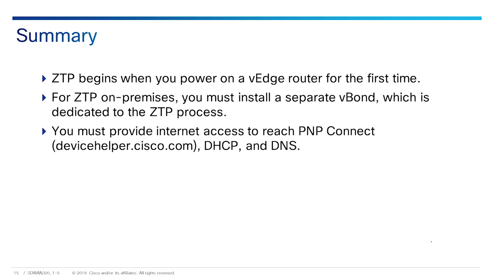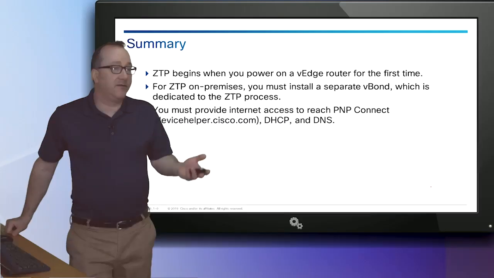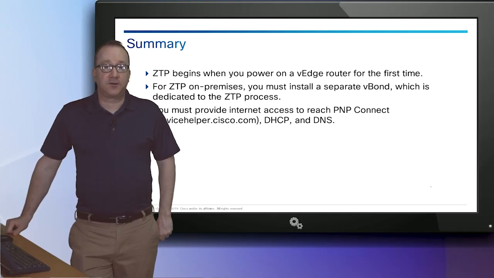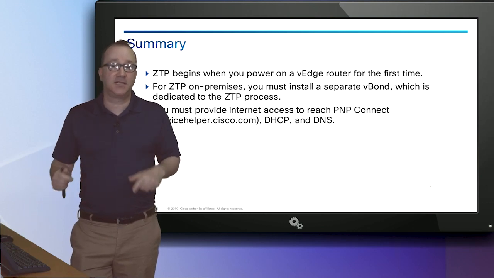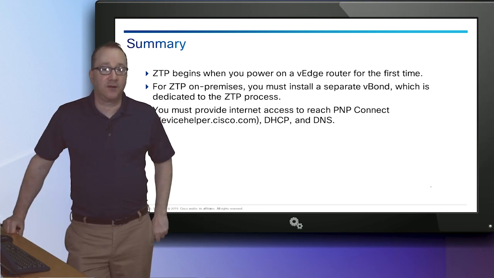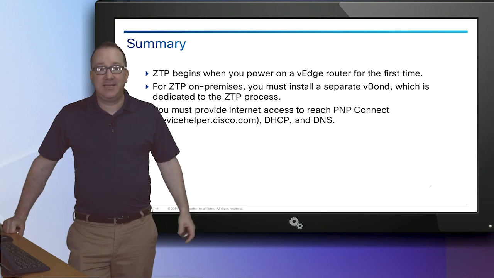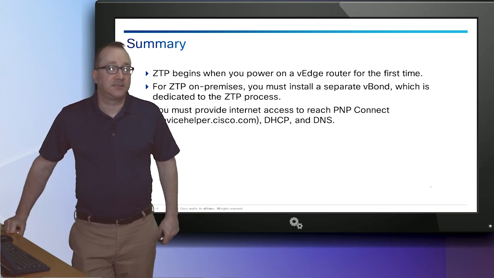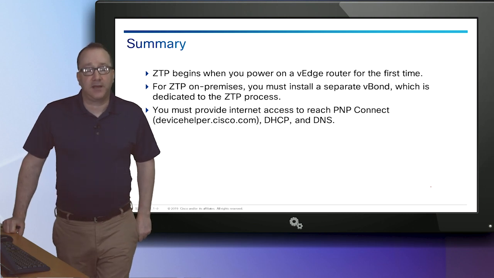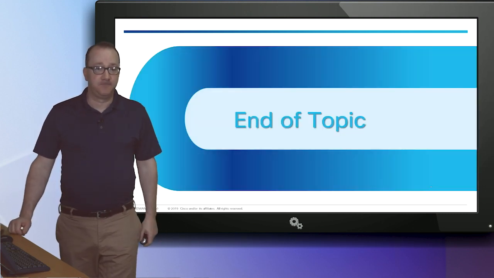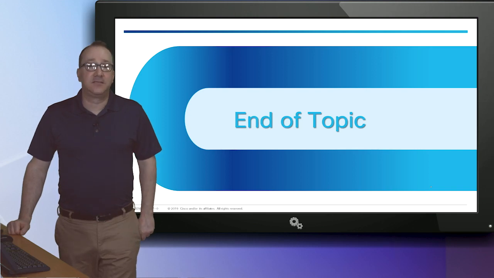Okay. So basically, we turn on the router, and zero-touch provisioning will start. For on-prem, we're going to have to install a separate vBond, so we're going to have 2 vBonds for that, one for ZTP and one for regular vBond services. And we need to have DHCP services, and we may have to have specific DNS entries so that we support our local vBond. All right, thank you very much, and that concludes zero-touch provisioning.